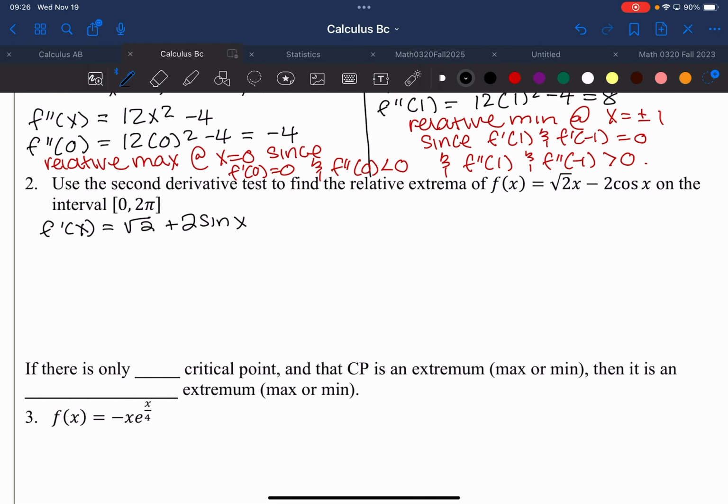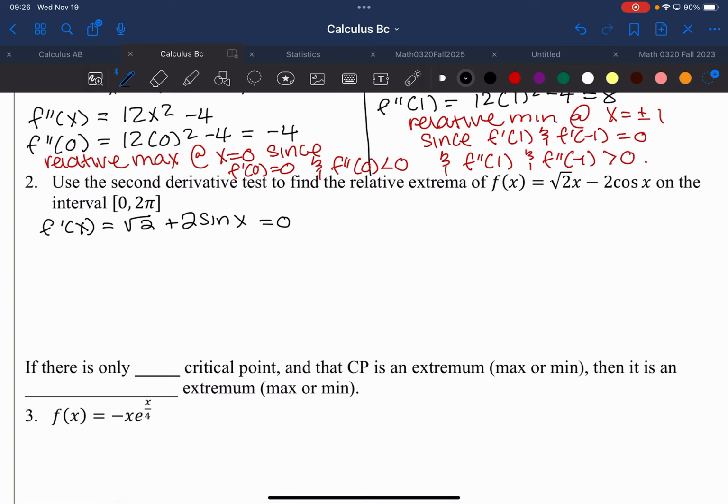Okay, so then from here, we are going to set this equal to 0 to find our potential critical points. And so I'm going to subtract the square root of 2 over. Okay, so I have 2 sine x is equal to negative square root of 2. And then divide by 2, so I have sine x is equal to negative square root of 2 over 2, which means I have two possible x values, one at 5 pi fourths and the other at 7 pi fourths.